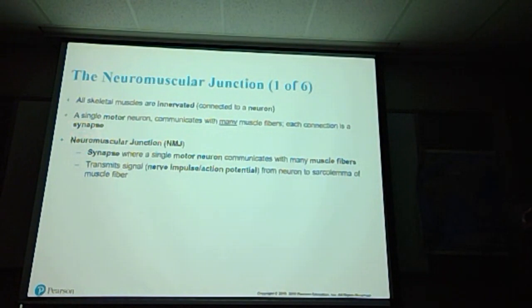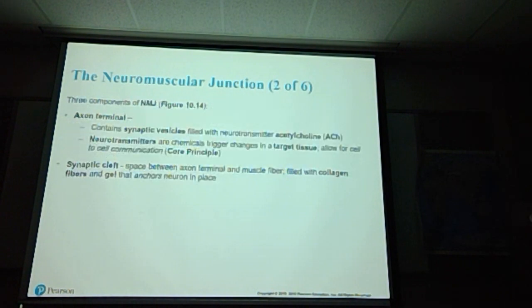The neuromuscular junction is the synapse where a single motor neuron communicates with many muscle fibers, transmitting its signal, the nerve impulse, or action potential, from the neuron to the sarcolemma of the muscle fiber. There are three components of the neuromuscular junction. You have the axon terminal, which contains the synaptic vesicles, which are filled with the neurotransmitter acetylcholine. Neurotransmitters are chemicals that trigger changes in the target tissue and allow cells to communicate.